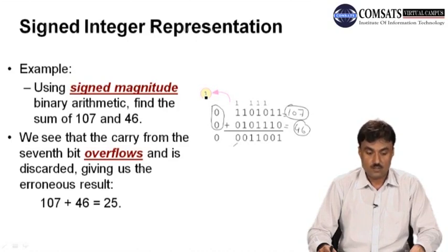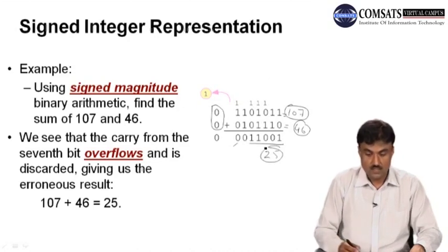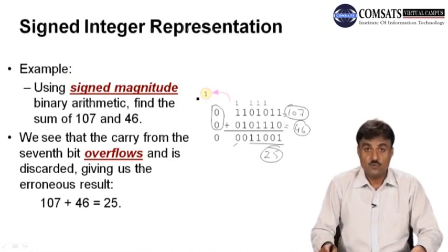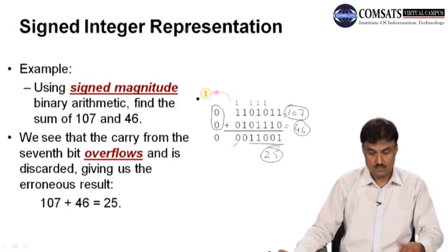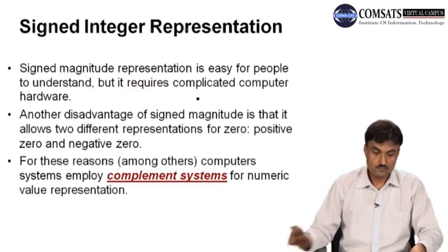It gives us an erroneous or wrong answer, because 107 plus 46 shows 25. Actually it should not be 25, because we have an overflow situation here. The overflow situation will be detected because this sign bit is going to be changed, so this situation will be considered an overflow. We will see what overflows are and how we can detect them.